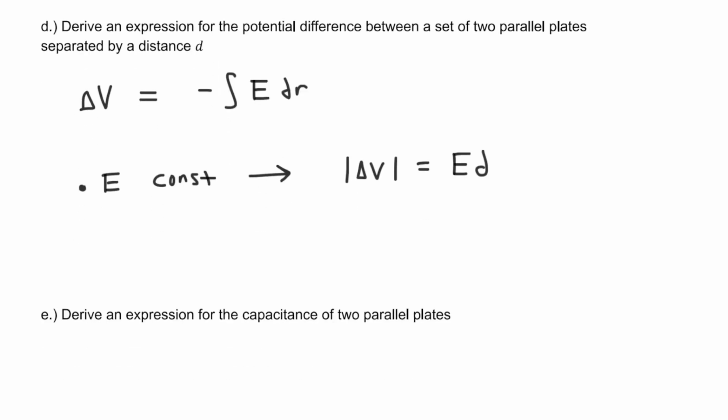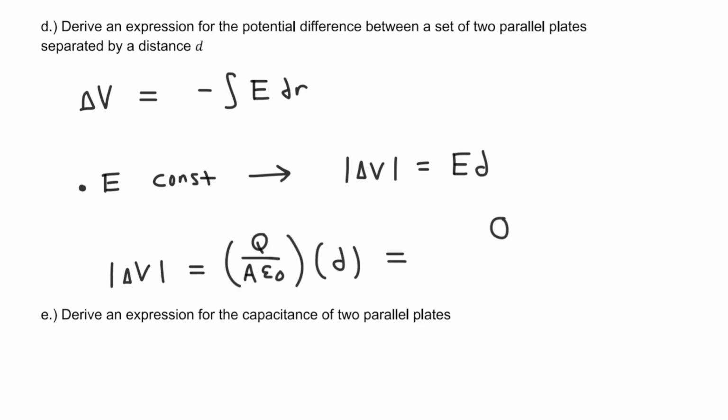So in this case, we can just write that the magnitude of the potential difference is just going to be E, which was not sigma, we want Q over A epsilon naught, and then d, which would just be Qd over A epsilon naught. So that would be our potential difference in magnitude between the 2 plates.